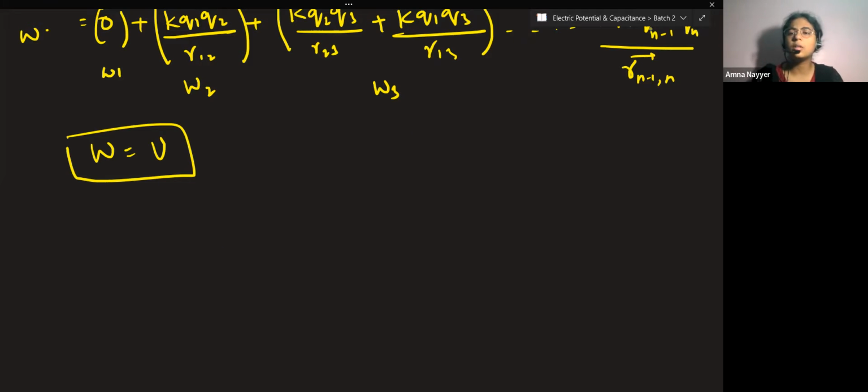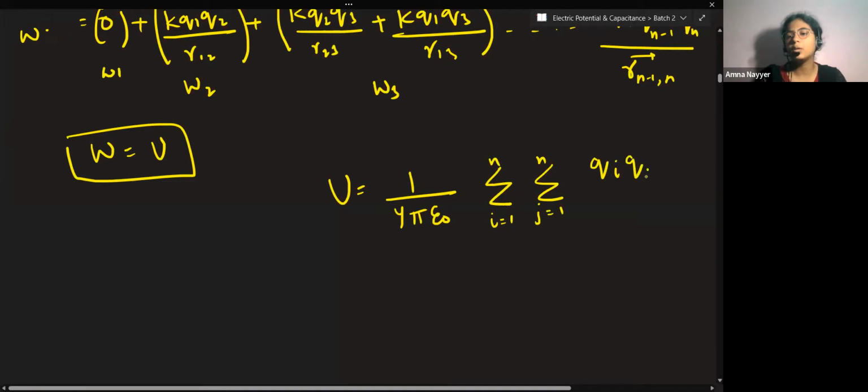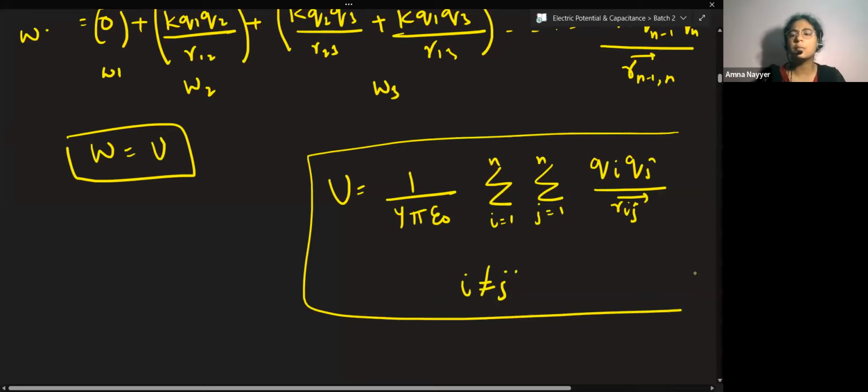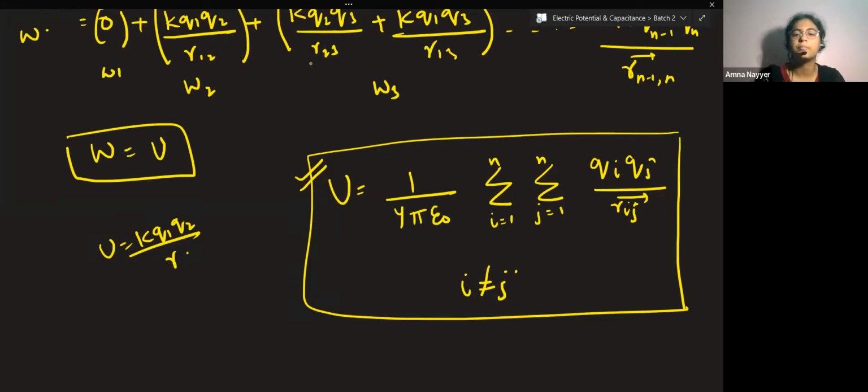So just in order to summarize it, you can write and remember it in this manner. K will be there, 1 over 4 pi epsilon naught, summation i equal to 1 and j equal to 1 till N, Qi Qj divided by Rij. This is just a method to write them, and i should not be equal to j. Basically, mainly you have to remember K Q1 Q2 divided by R. Clear?